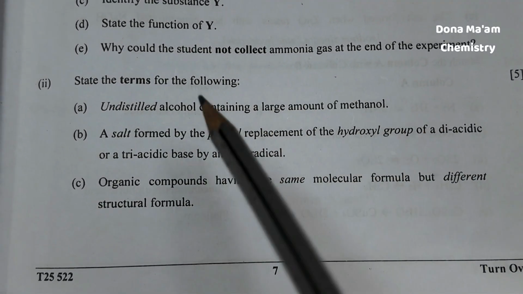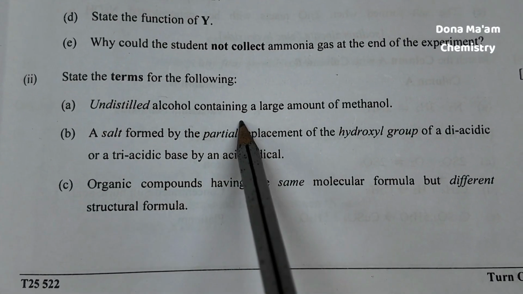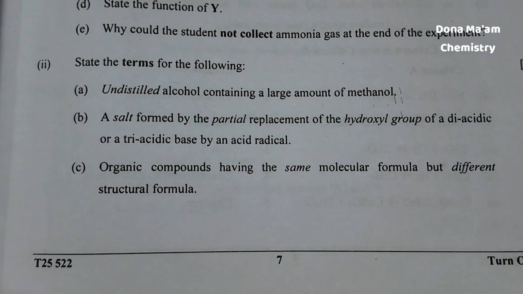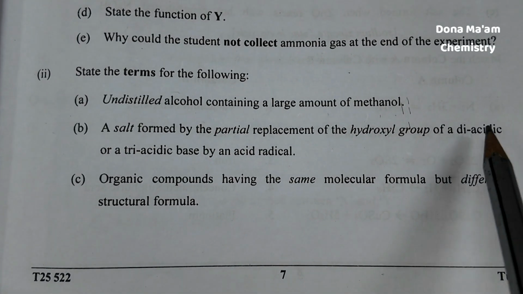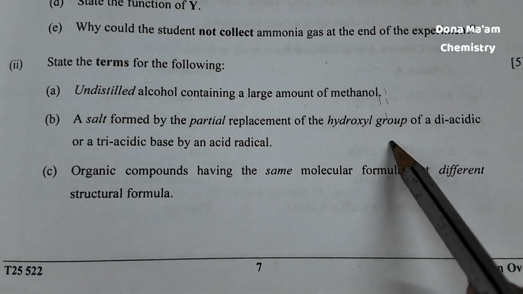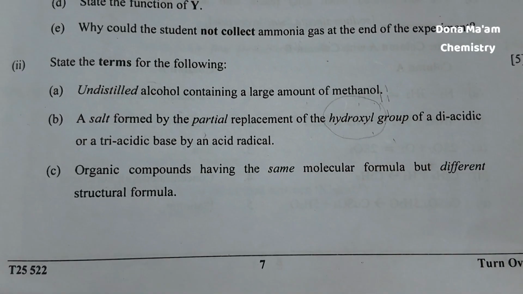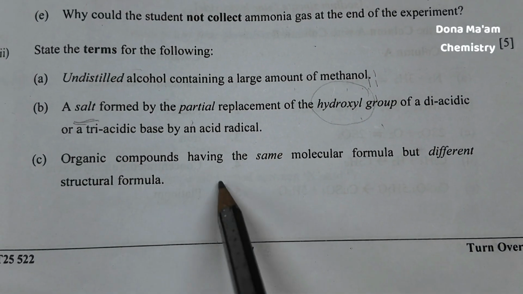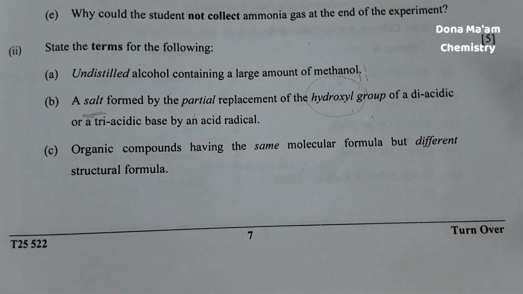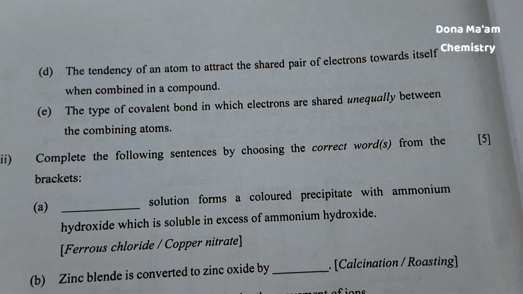Next, question number 2. State the terms. Name the following. Undistilled alcohol containing a large amount of methanol. This is from the organic chapter, the alcohol part, and the answer is spurious alcohol. A salt formed by partial replacement of hydroxyl group. Partial replacement, that too of hydroxyl group, so this has to be a basic salt. Organic compounds having same molecular formula but different structural formula. So this is isomers. Tendency of an atom to attract shared pair of electrons, we all know it's electronegativity.